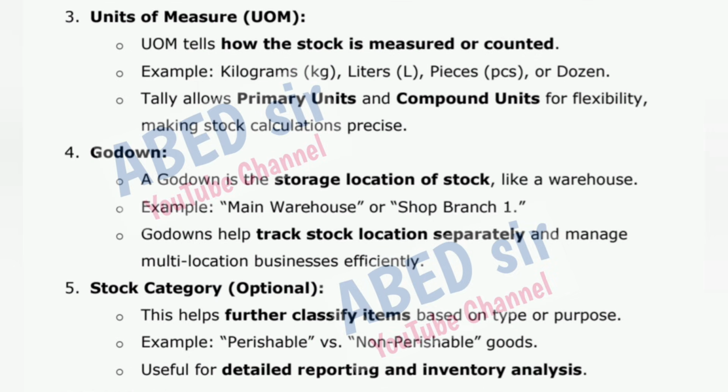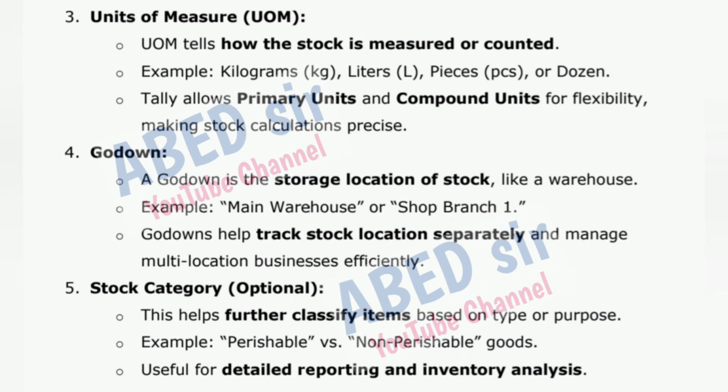3. Units of measure, UOM. UOM tells how the stock is measured or counted. Example, kilograms, kg, liters, L, pieces, PCs, or dozen. Tally allows primary units and compound units for flexibility, making stock calculations precise. 4. Godown. A godown is the storage location of stock, like a warehouse. Example, main warehouse or shop branch 1. Godowns help track stock location separately and manage multi-location businesses efficiently.